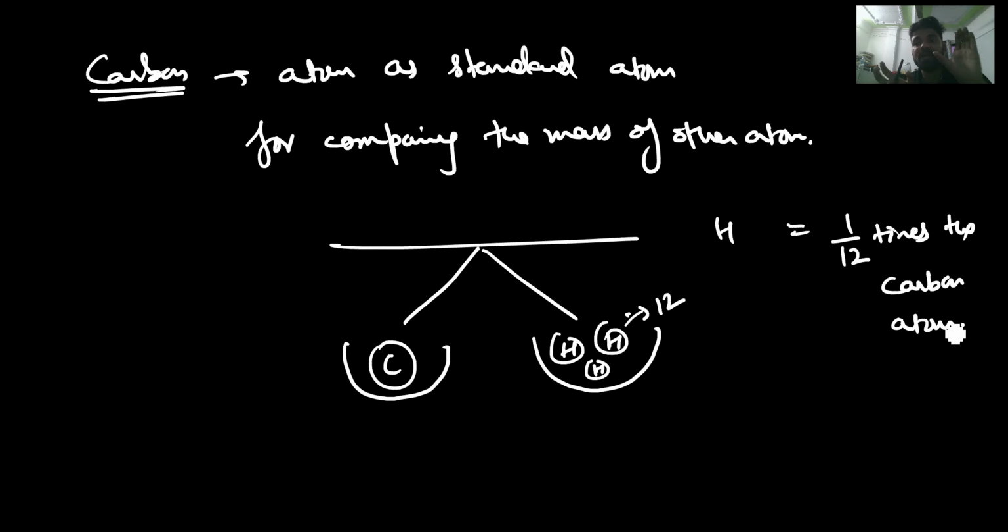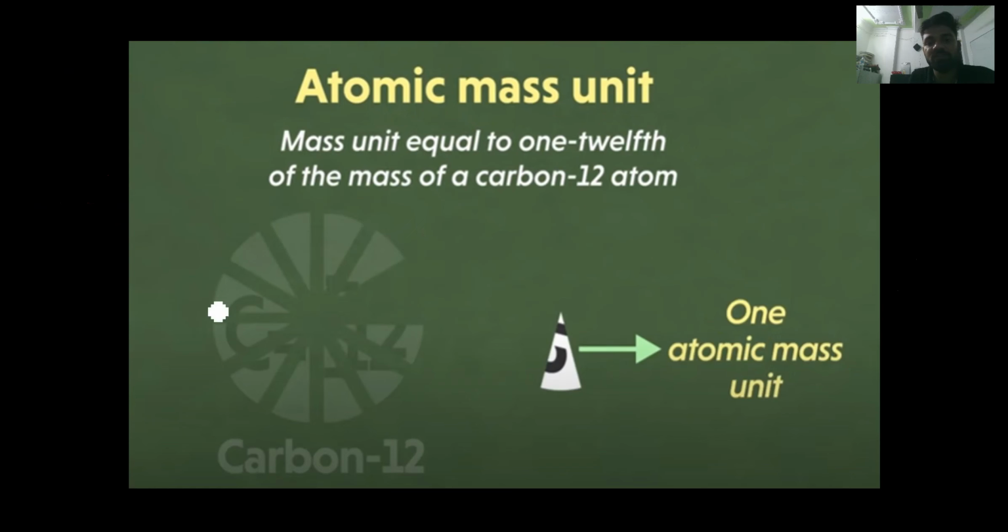Why? Because 12 hydrogen atoms are going to have the equivalent mass of one carbon atom. So what we did was break this carbon atom into 12 parts, like we have a pizza. Now you know that this is the mass of one hydrogen atom, and this is 12 hydrogen atoms.